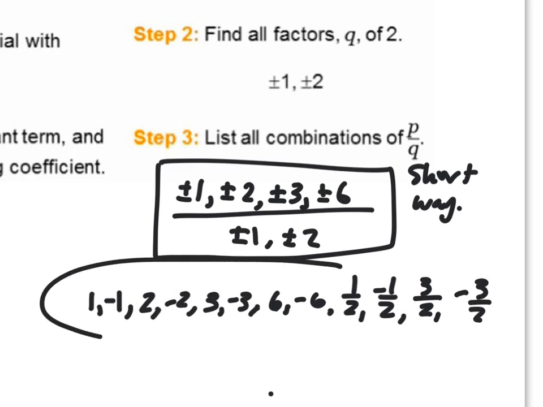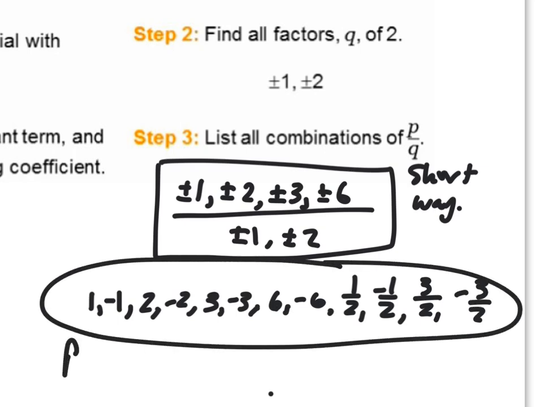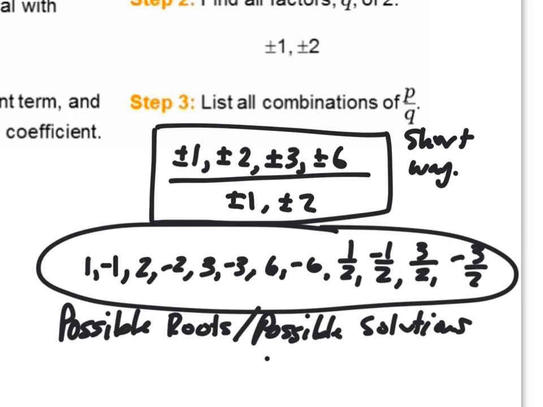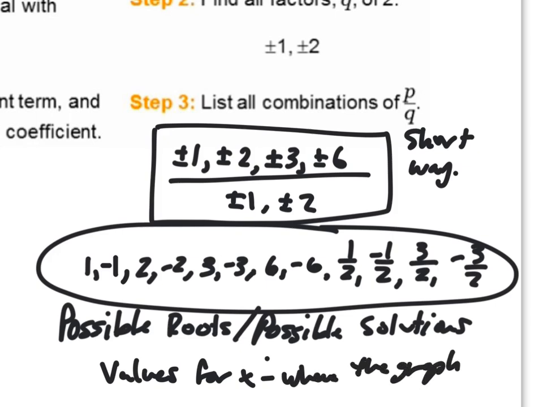So all of these numbers are possible roots. Okay, they're possible roots, which means that there are possible solutions. Possible solutions. And remember what that means. If they're solutions, these are values for x where the graph crosses the x-axis. Okay.